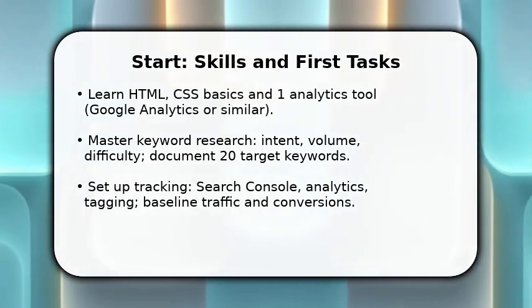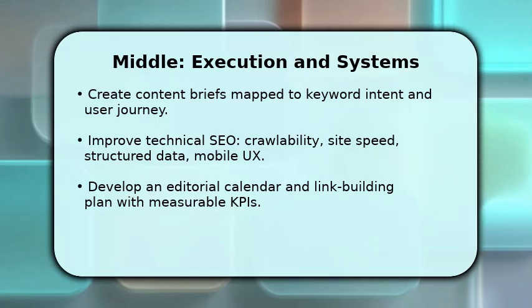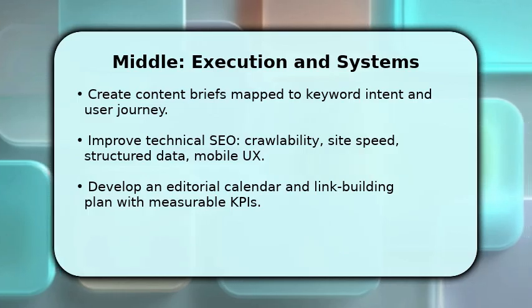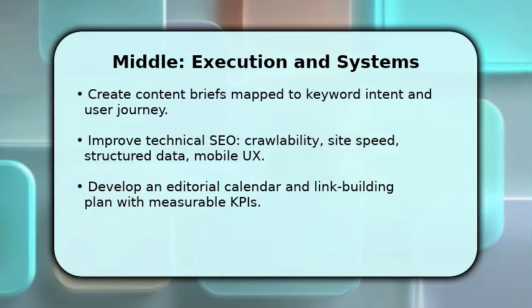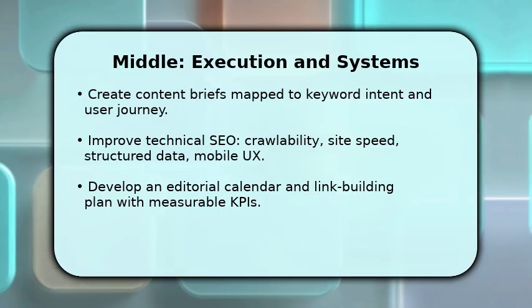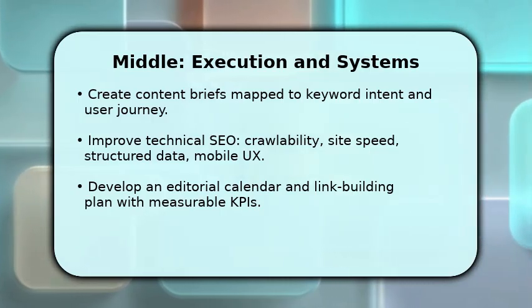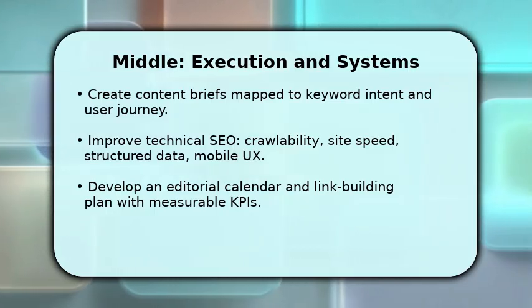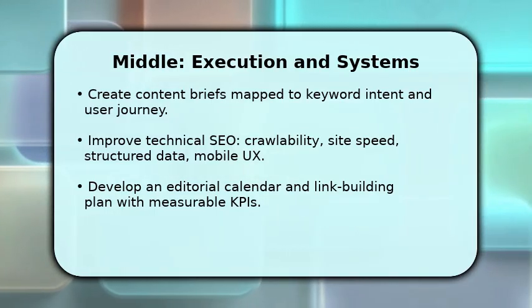Now focus on execution and systems that scale. You'll write content briefs tied to keyword intent and user needs so writers produce targeted pages. Explain why each brief exists to avoid fluff. Simultaneously run technical fixes. Improve crawl budget, speed, structured data, and mobile experience to support content gains.